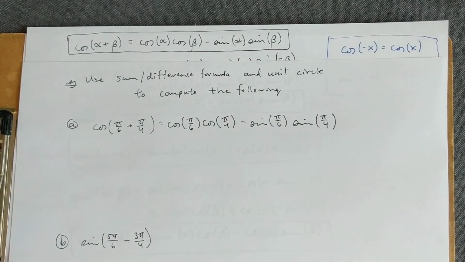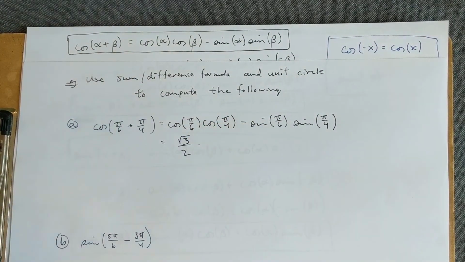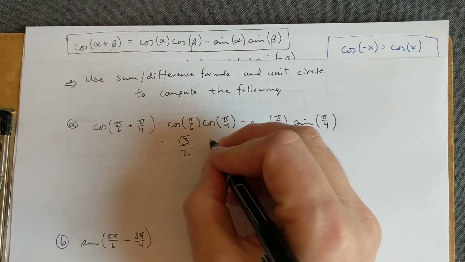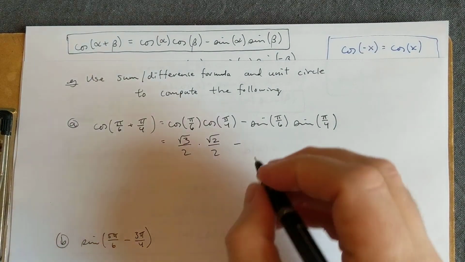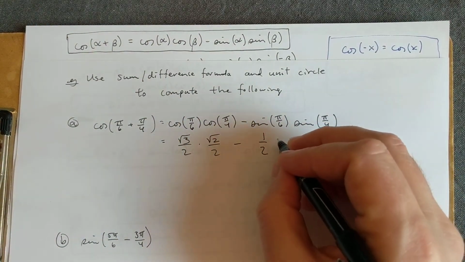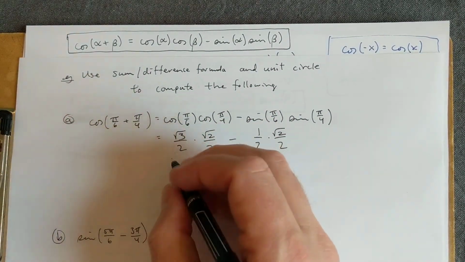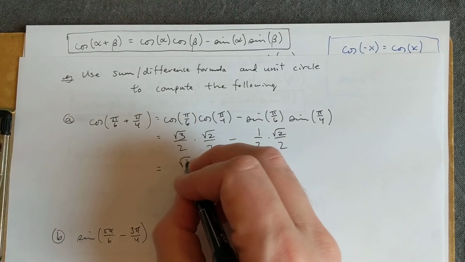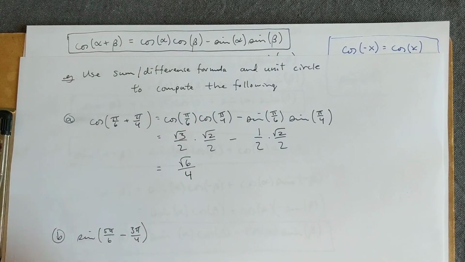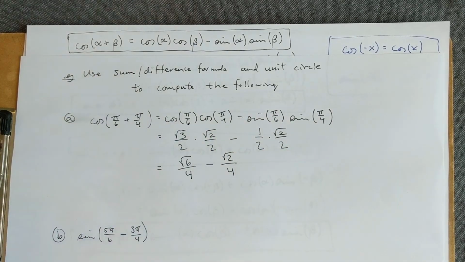So now, if we know what the cosine of pi over 6 is, then we can just use our unit circle: square root of 3 over 2, times the cosine of pi over 4, square root of 2 over 2, and then minus sine of pi over 6 is 1/2, and sine of pi over 4 is also square root of 2 over 2. So we're multiplying these and then subtracting. So just multiply. This is multiplying fractions, so we're multiplying across the top and across the bottom. So square root of 6 over 4 minus square root of 2 over 4.